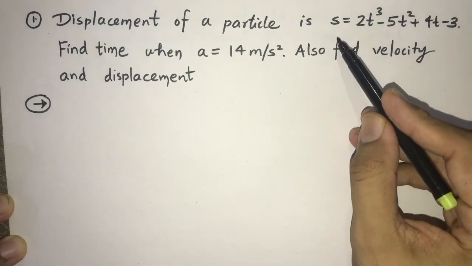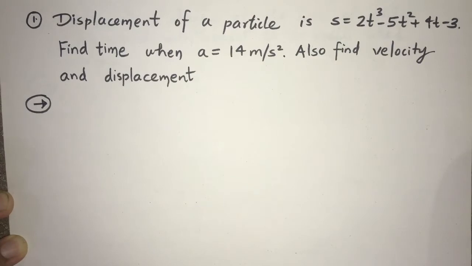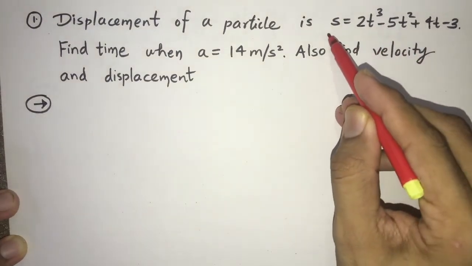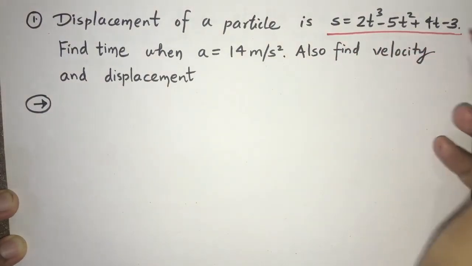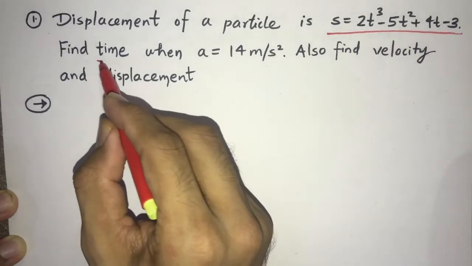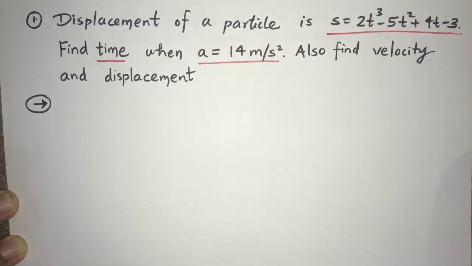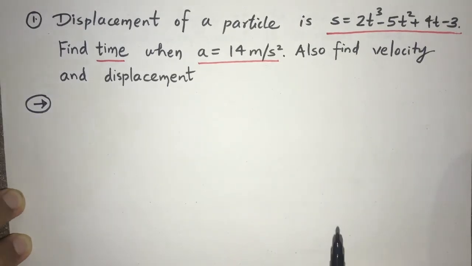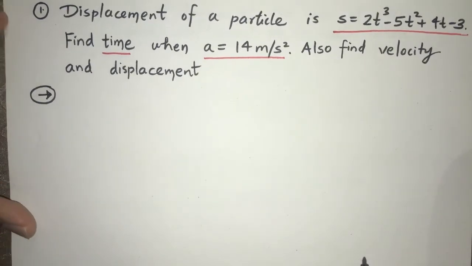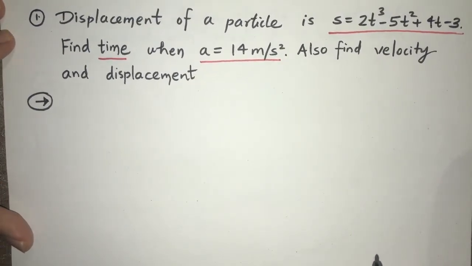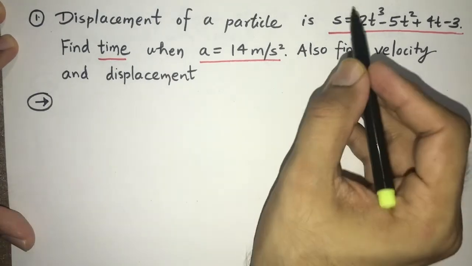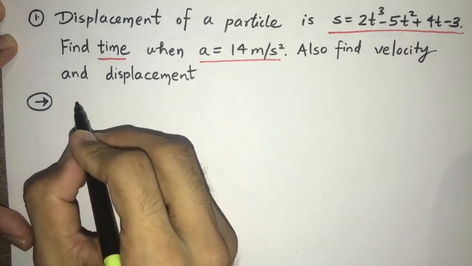So in this example, we have the displacement of a particle given. Displacement of the particle is given as 2t cube minus 5t square plus 4t minus 3. We need to find the time when acceleration is 14 meter per second square. So we have displacement. We are going to find the rate of change of displacement. Rate of change of displacement means we are going to differentiate that.